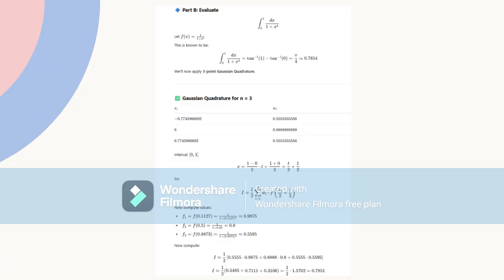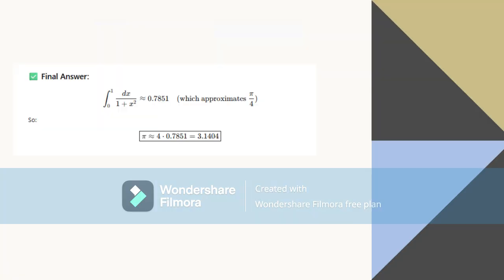Value of f1 is equal to 0.9875. Value of f2 is equal to 0.8. Value of f3 is equal to 0.5595. Where I is equal to 0.7851. The final answer: the integral of dx by 1 plus x square is approximately 0.7851, which also approximates the value of pi by 4, in which pi is equal to 3.1404.